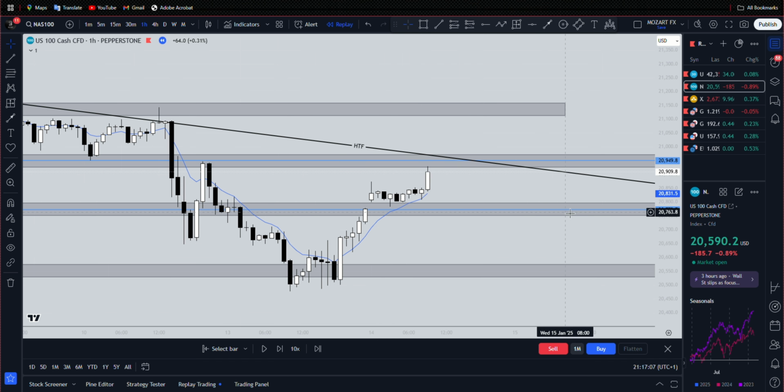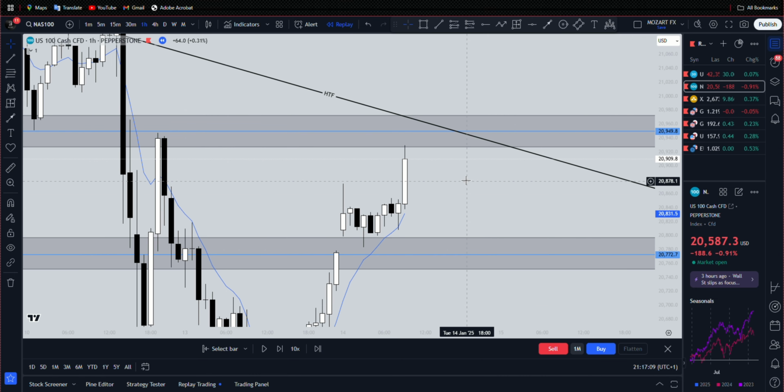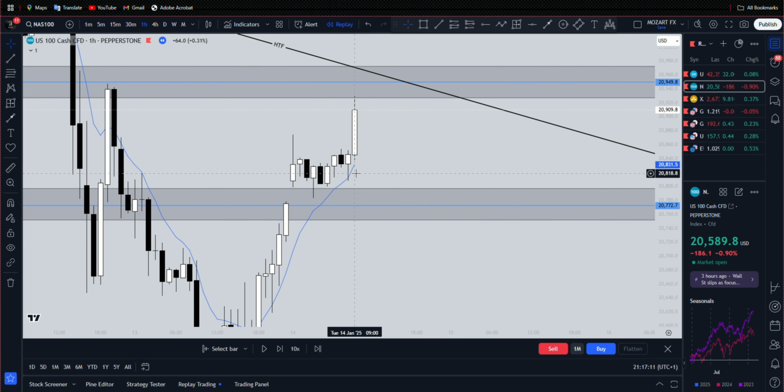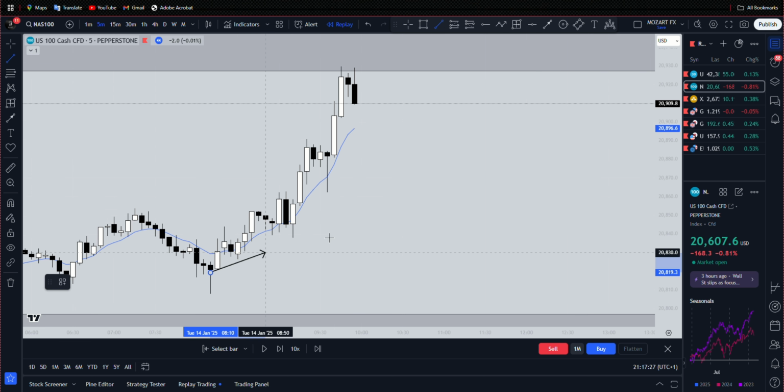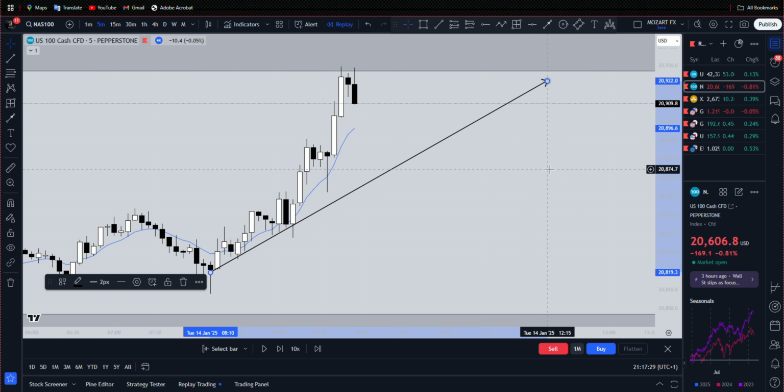So we see that this candle takes us right at our entry point, which is this area. So we want to move on to the lower time frame to look for a confirmation entry. In this case would be a trend line break. This would be our trend line.